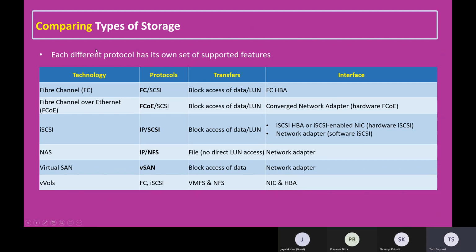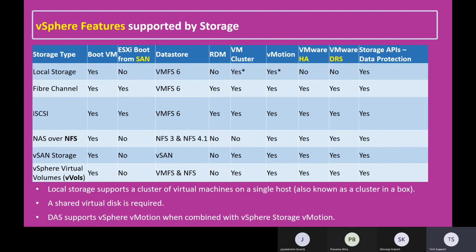Okay, so this is what features we have protocol wise, and let me elaborate with the vSphere features also. We can verify the vSphere supported features in the next slide. Let's move on to the next slide. So here, if you observe, vSphere features supported by storage. We just now observed these storages are available: local storage, Fibre Channel SAN, iSCSI SAN, NAS storage, vSAN, and also virtual volumes.